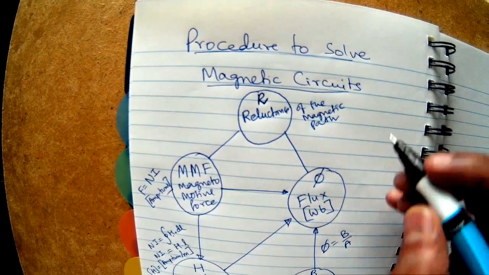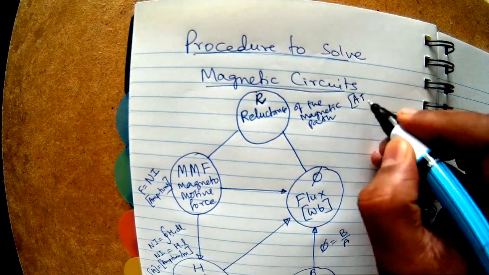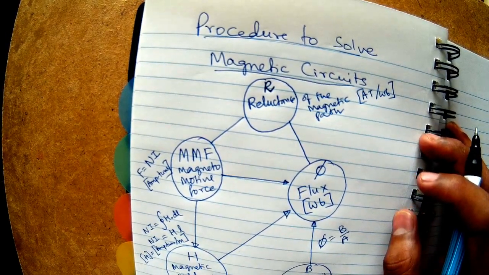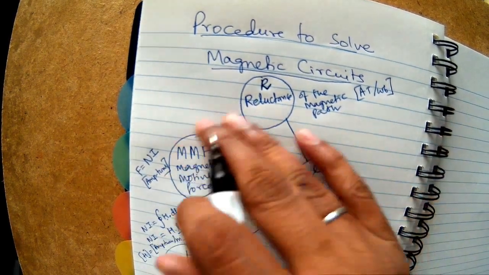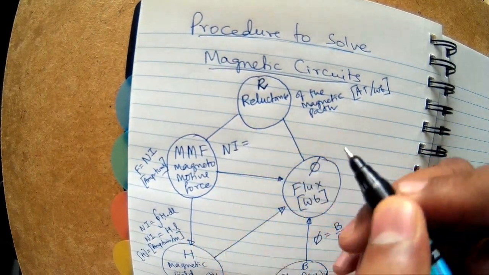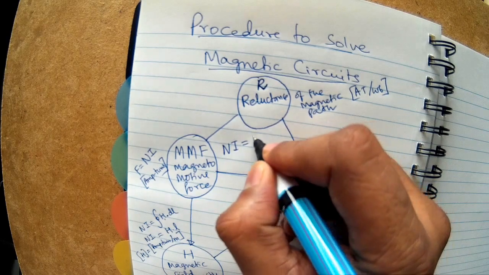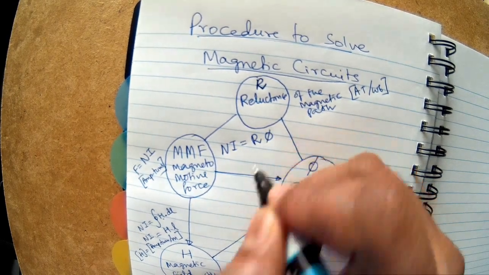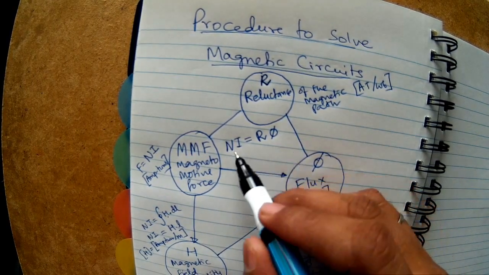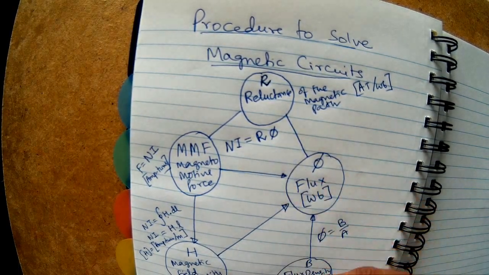Now the reluctance is measured in ampere turns per Weber. That is the unit of reluctance. And what is the relation between all these three? It's nothing but ampere turns is nothing but reluctance into flux. Okay. So this is nothing but MMF equal to reluctance into flux.